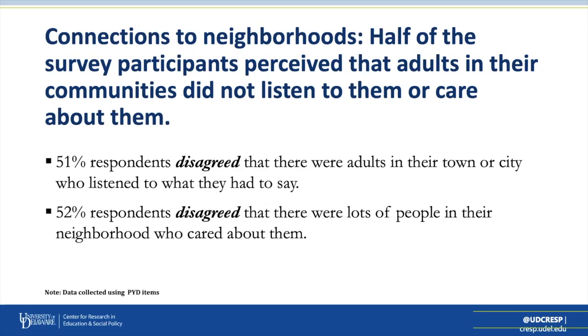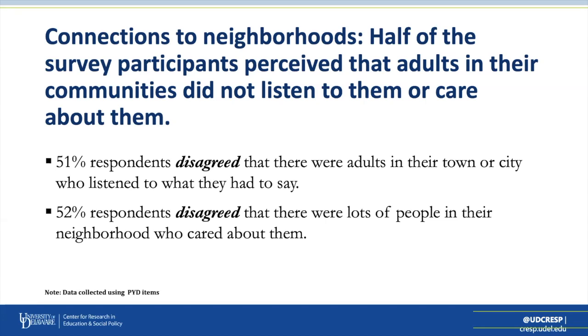So thinking about the environments in which our girls thrive and grow, we asked about the extent to which girls agreed with whether or not they thought people in their neighborhoods listened to them or cared about them. We found that half of our respondents disagreed that the adults in their town or city listened to what they had to say, and half disagreed that they felt people in their neighborhood cared about them. So this is of concern to think about. These are the perceptions that our Black girls are having about the communities that they come home to.